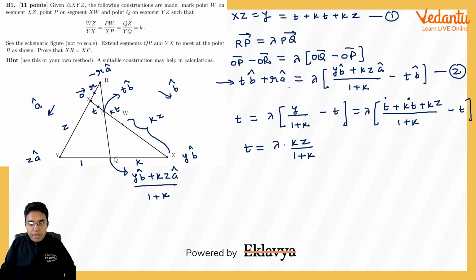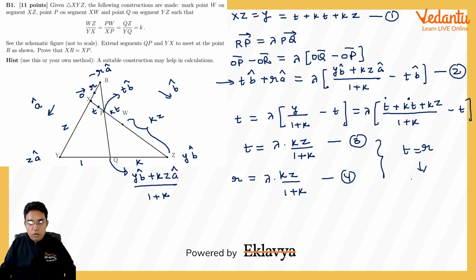Now comparing the coefficient of a cap, my left hand side is r, whereas right hand side is lambda into kz upon 1 plus k. And you can check this t and this r, they both are same thing. So t is equal to r, and that is what we need to prove, that is xr is equal to xp. So this completes the solution of this question with vector method.